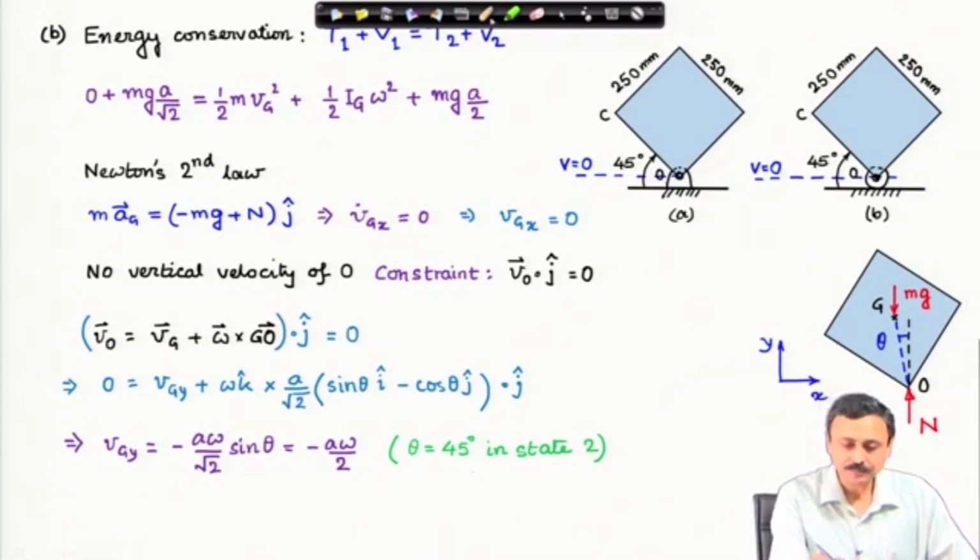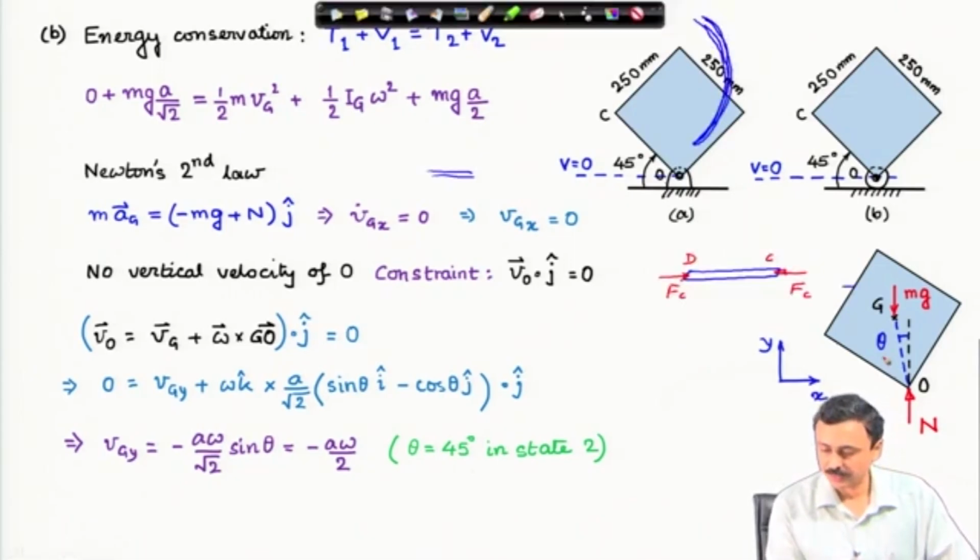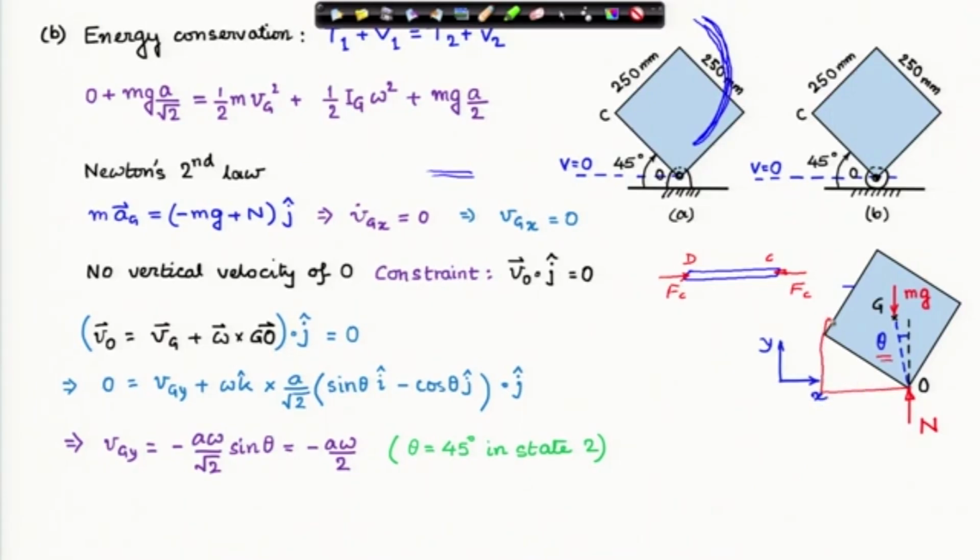And here this angle theta is the angle measured from the vertical to this line O g. In state 2, when this becomes like this and g comes here, this theta becomes 45 degrees. Therefore, in state 2 theta is 45 degrees, that I have used, and velocity of the center of mass in the y direction is minus a omega by 2.